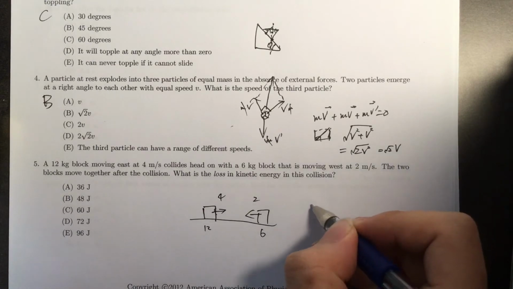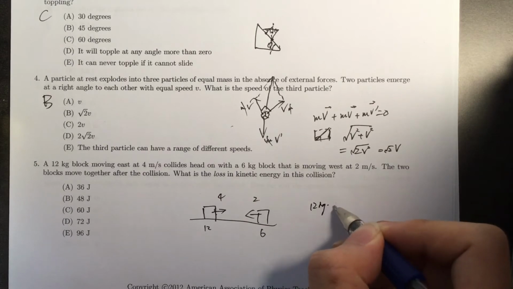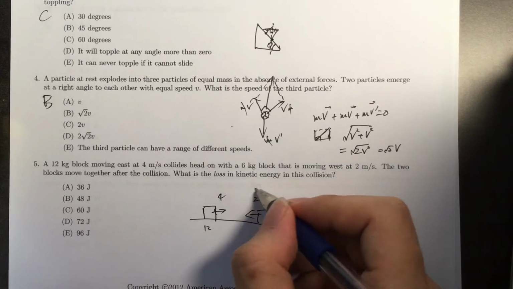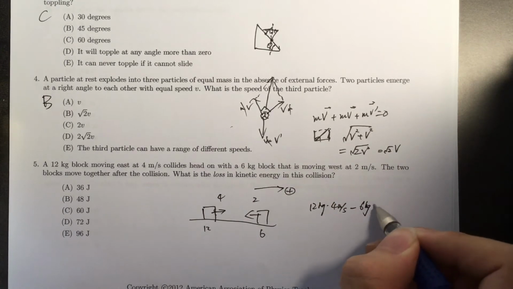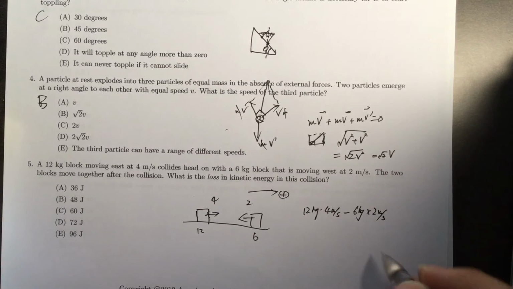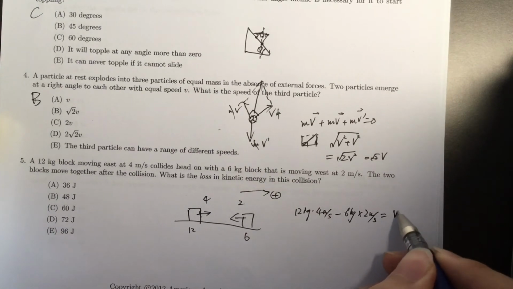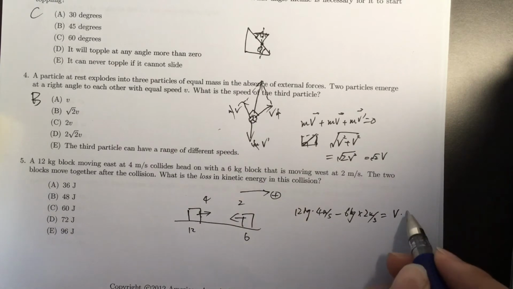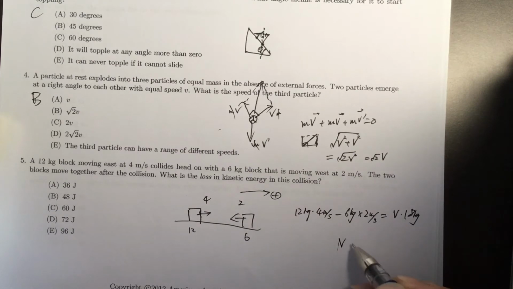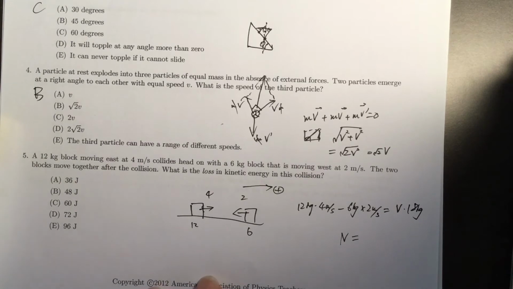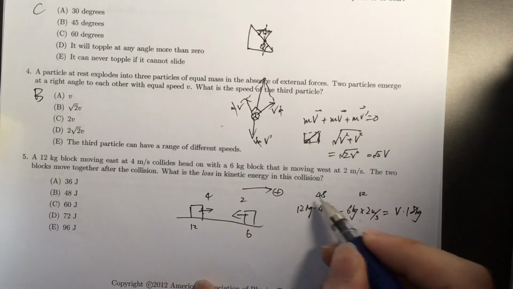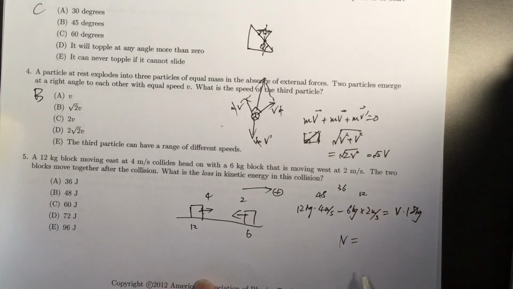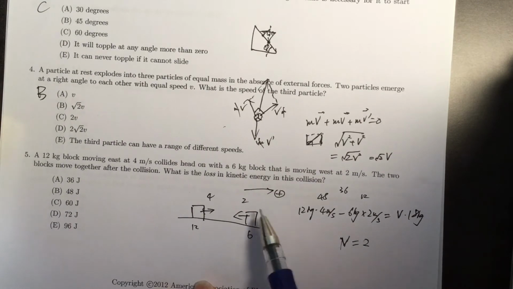So let's calculate. 12 kg times 4 meters per second. Let's consider right to be the positive direction. Minus 6 kg times 2 meters per second has to equal the final velocity times the total mass, so it's 18 kg. So what is v? We don't need a calculator. 48 minus 12 is 36. 36 divided by 18 is equal to 2. So v is equal to 2 meters per second to the right.